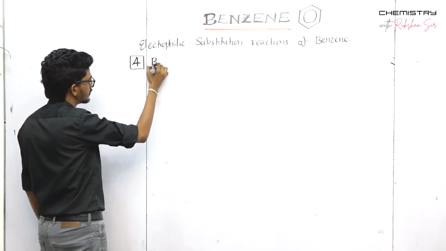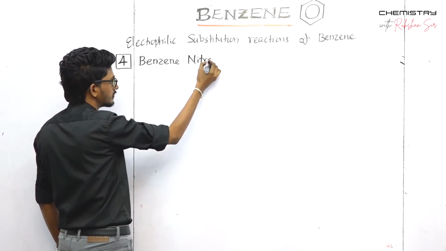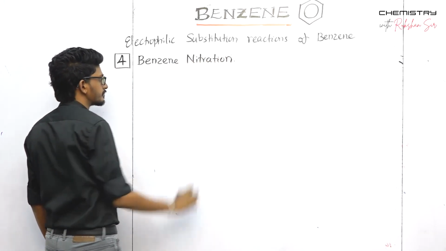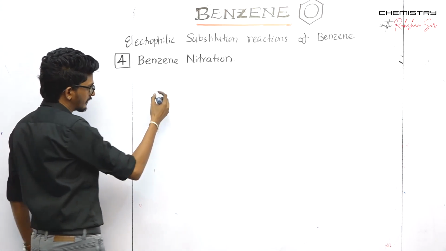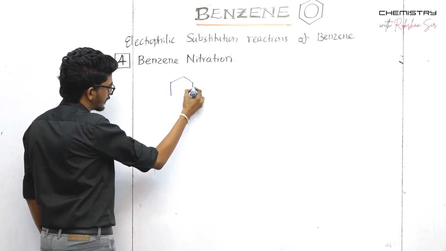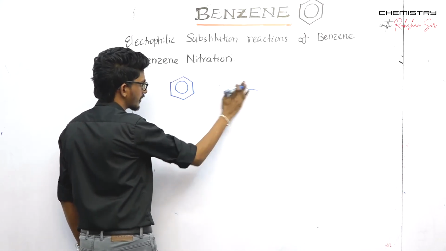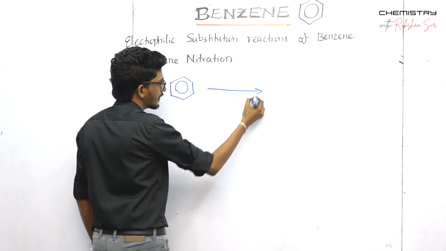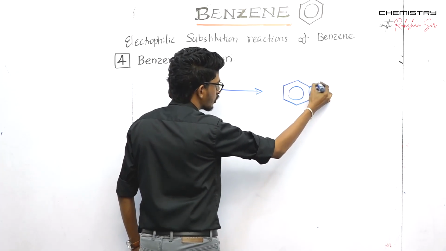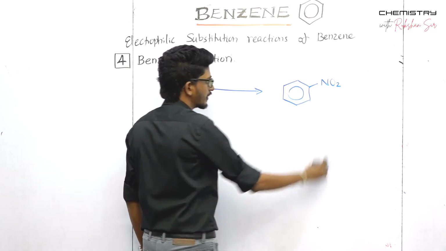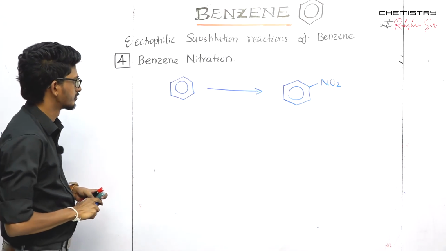Nitration. Benzene nitration, right? First write the reaction. First let's come up with the reaction here. Reaction is this. Nitration means connecting kind of a NO2 group to the ring. Connecting a NO2 group to the ring. That is what is meant by nitration, right?